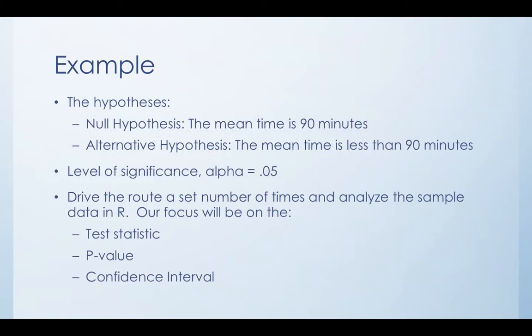So guys, back to the example of the driving time. The null hypothesis here would be that the mean time is 90 minutes. And the alternative hypothesis is the mean time is less than 90 minutes. As always, I set my level of significance at 0.05. And, is it always 0.05?